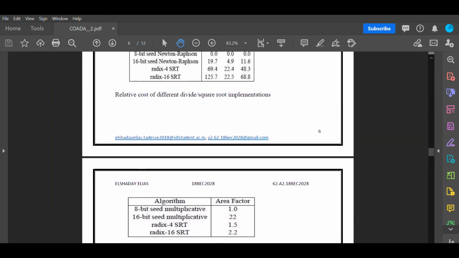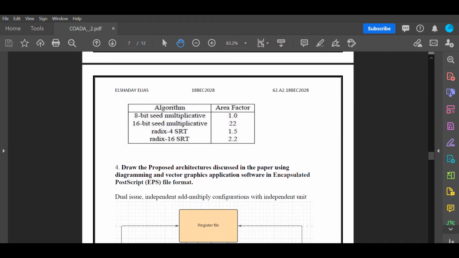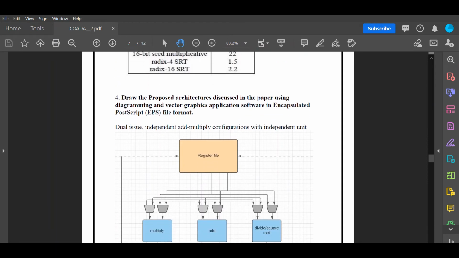Here it shows the relative cost of different divide square root implementations. Also it gives the area factor for the 8-bit seed multiplicative, which has an area factor of 1. In a 16-bit seed multiplicative, it has an area factor of 2.2, and 1.5 for the radix 4 SRT and 2.2 for the radix 16 SRT.